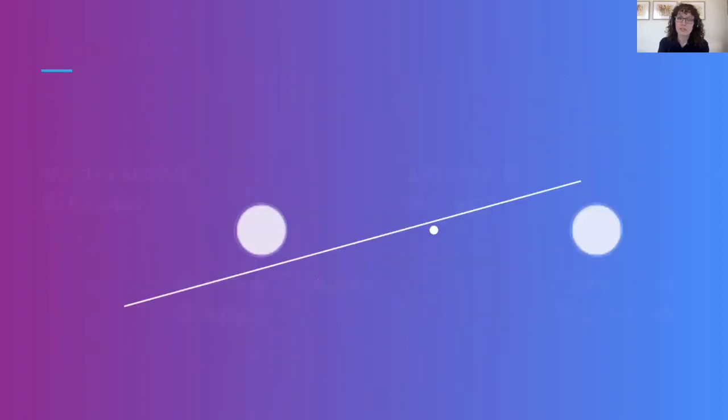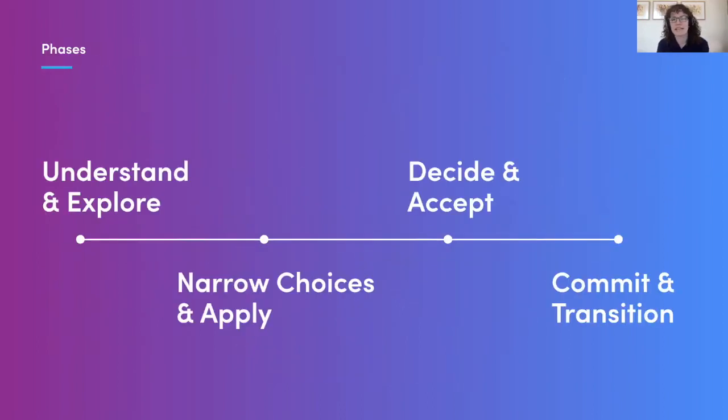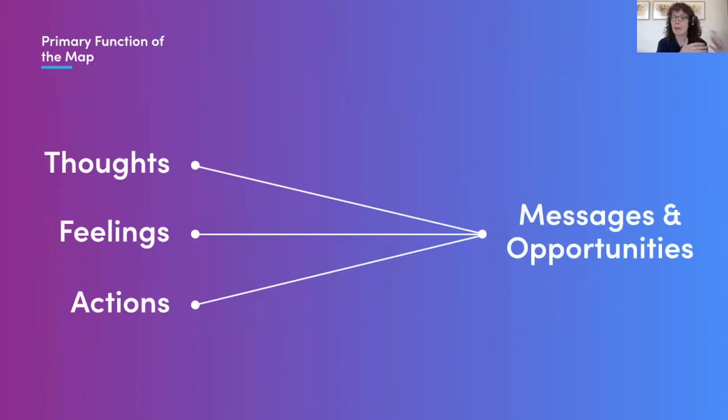So we know that the complex sale, from our research at mStoner, can be divided into 4 phases: understand and explore, narrow choices and apply, decide and accept, and commit and transition. We're going to talk in detail about what happens in each of these phases, but first, just to understand at a high level, there are 4 phases, and within each phase, we capture and document thoughts, feelings, and actions specific to that phase. So we want to understand and document what thoughts prospective students are having, what they are feeling, and what actions they are taking.